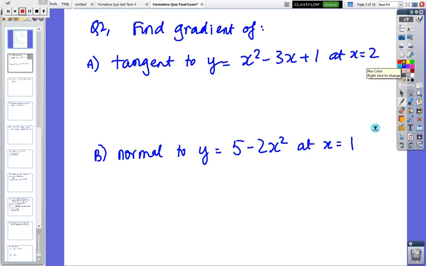Okay, so find the gradient of the tangent, find the gradient of the normal. Okay, so we need to find a derivative and then make a substitution. So when you're ready, have a go and come back.